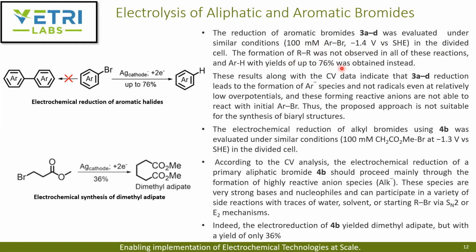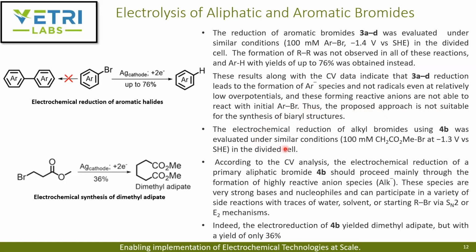These results, along with the CV data, show that the reduction leads to the formation of aryl anion species and not radicals, even at relatively lower potentials. And these reactive anions formed are not able to react with the initial aromatic bromide. So they came to the conclusion that this proposed approach is not suitable for the synthesis of biaryl structures. A biaryl is basically two aryl groups, like phenyl or naphthyl. We saw initially that the Ullmann reaction is suitable for biaryl structures, whereas here it is not.